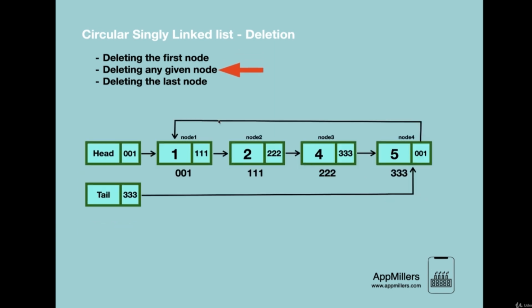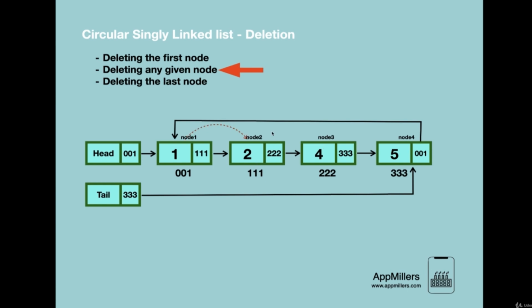So let's continue to the next case, which is deleting any given node from the circular single linked list. Deleting of any given node from circular single linked list is similar to the single linked list. For example, if we want to delete node 3, all we have to do is traverse from first node and come to the second node and stop here, which is the node before the node that we want to delete.